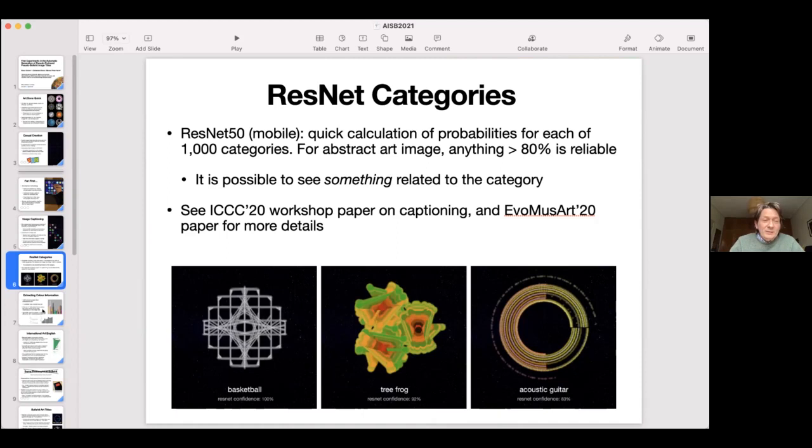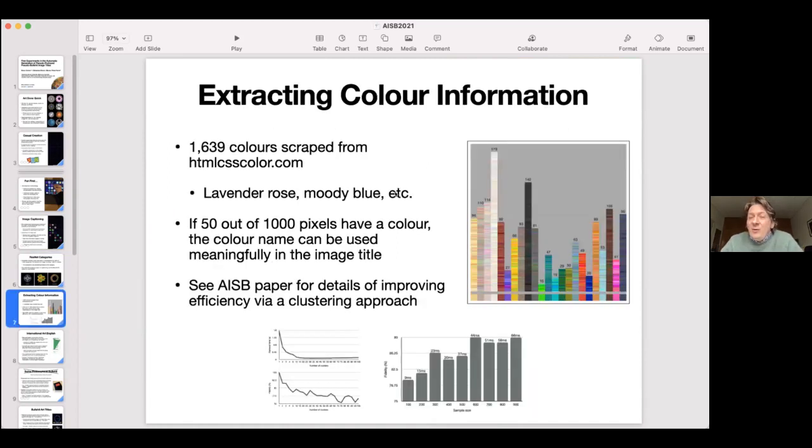Moving on. There is a way of telling what colors are in an image, a very basic approach really. Because they're mostly black, I had to come up with a method where you sample 1,000 pixels, and if 50 are of the same color, roughly, then we can use that color title meaningfully in the image. I got the colors from html.csscolor.com, and they're beautifully, lyrically tagged. So you don't just get pink, you get lavender rose, you get moody blue, which are really nice for image captions. I love that image over there of the clusters.